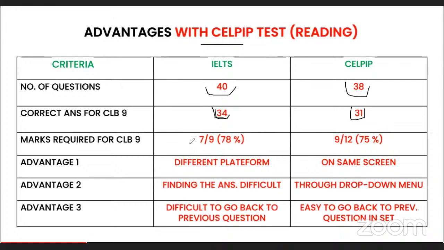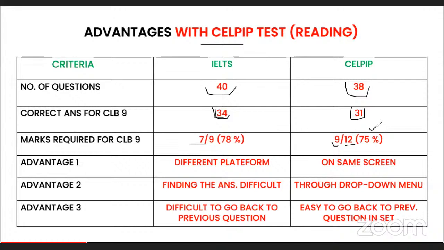Marks required is 7 out of 9 in case of IELTS, but when we talk about CELPIP, only 9 out of 12 is required, which is again a good thing. Now in IELTS, you have to do it in a different platform, but with the CELPIP exam, you do it on the same screen since it is a computer based exam only. Now coming to the main part, why is finding answers in IELTS difficult? Finding answers in IELTS is difficult because you get a multiple variety of questions. We get questions like not given, false, and true. Now we get confused between false and not given. What exactly false is, what exactly not given is. We get confused over there, no?